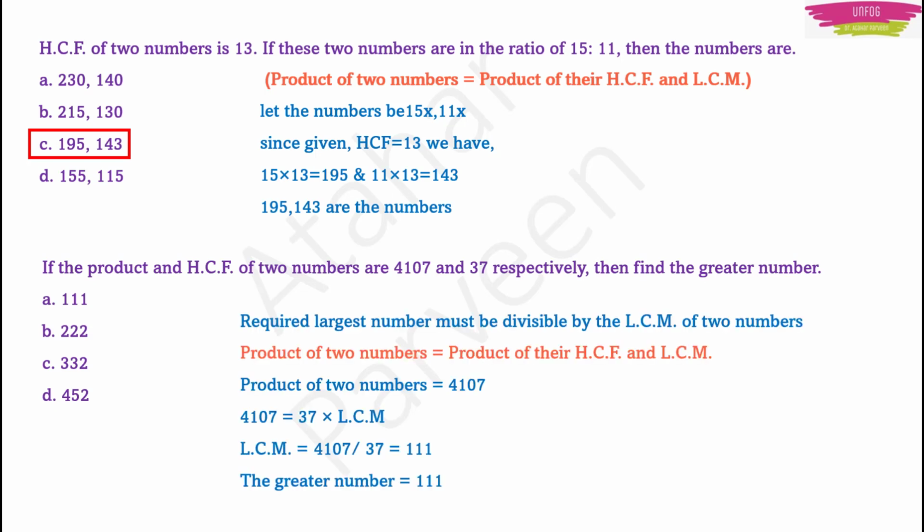They have not given you LCM. You should find the LCM. Once you find the LCM, that will be your greatest number. Okay. Here it will be 4107 upon 37. That will give you 111. Option A will be the right answer.